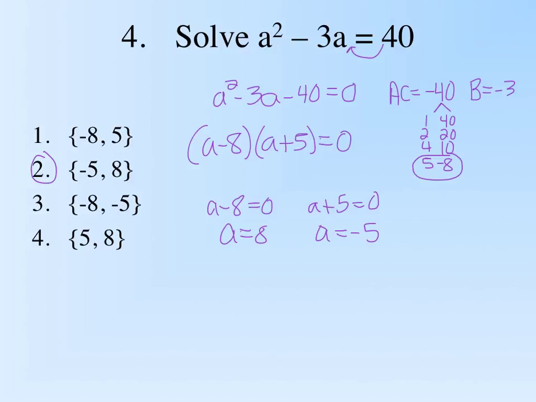Okay, so standard form, you would have subtracted over 40, and then your factors of negative 40 that give you negative 3 should have been negative 8 and 5. And again, because A is technically 1 here, you don't have to use box method. You could just factor, and then we end up with our solutions as 8 and then negative 5, which is option 2.